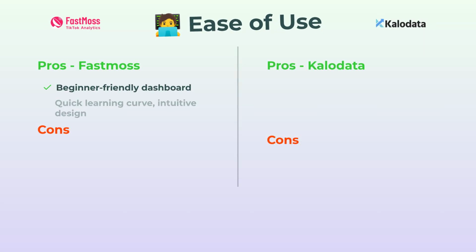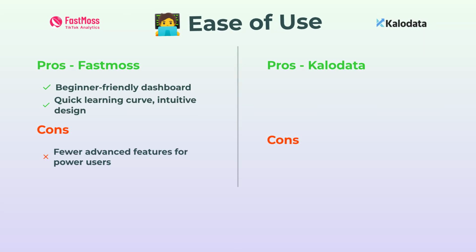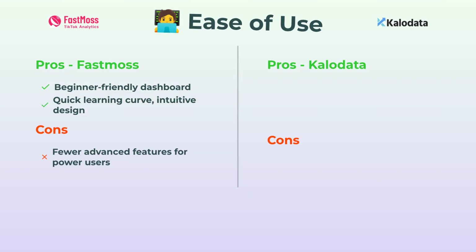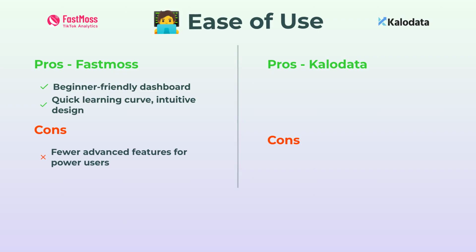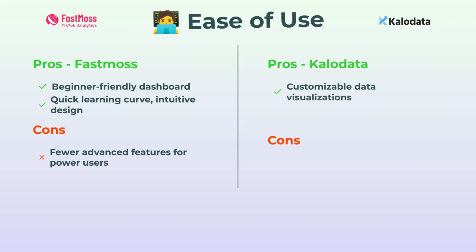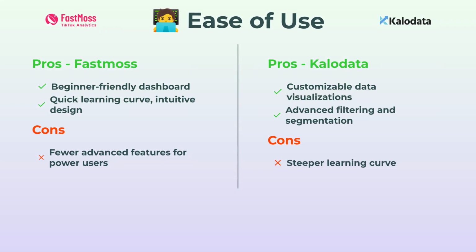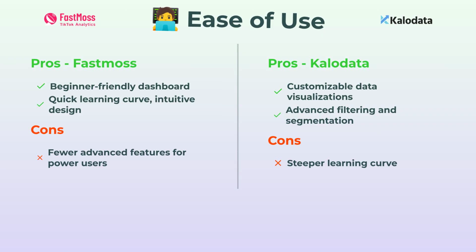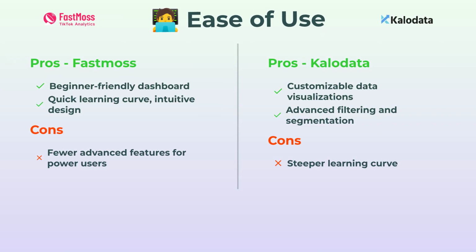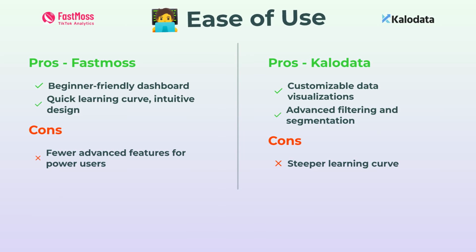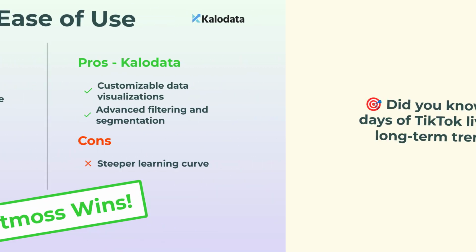Okay, real talk. Nobody wants to spend an hour just figuring out how to find the dashboard. FastMoss gets it. It's pretty much plug and play. Super simple, clean, barely any learning curve. Great for beginners, honestly. Only downside, if you want custom dashboards or all the fancy tricks, you might feel a little boxed in. Kalodata comes in with cooler, more powerful visualizations and custom everything, but it can be a lot at first. You'll probably need a coffee and maybe a quick tutorial video. So for ease of use, FastMoss keeps it light and easy. That's your winner.